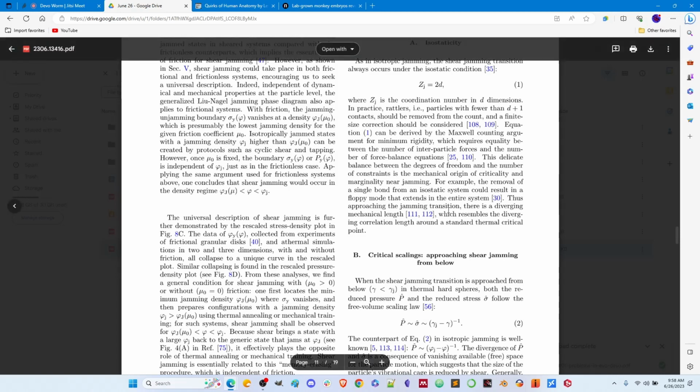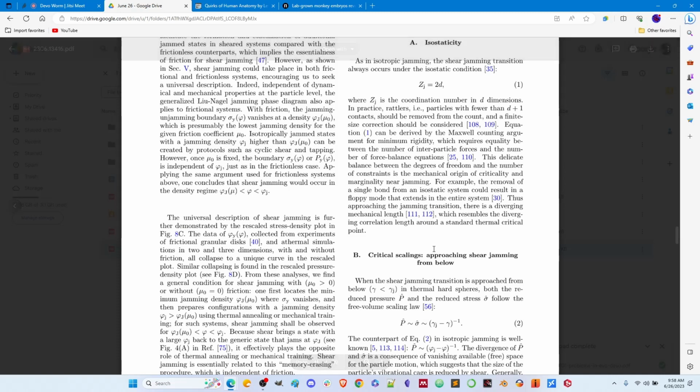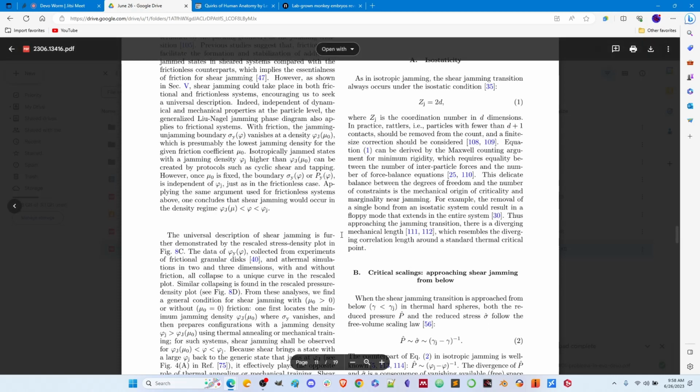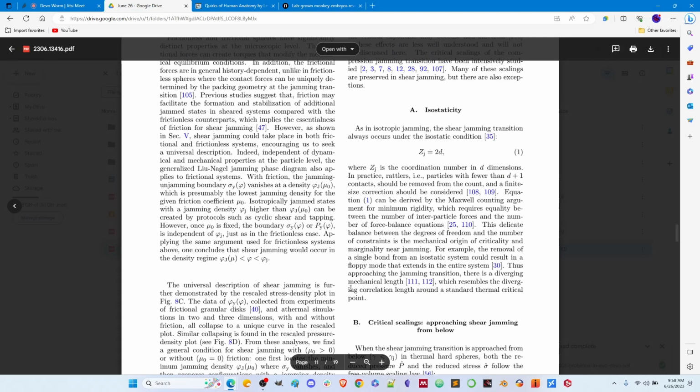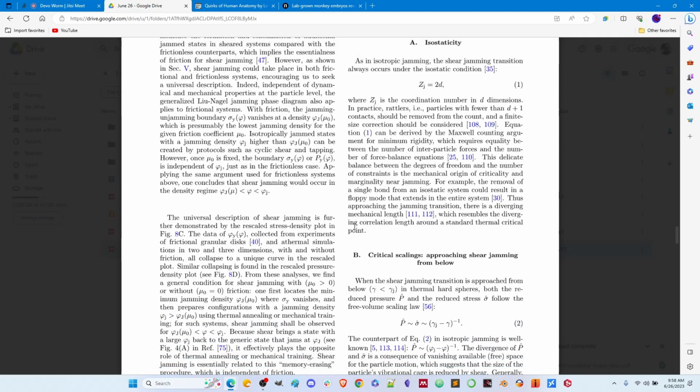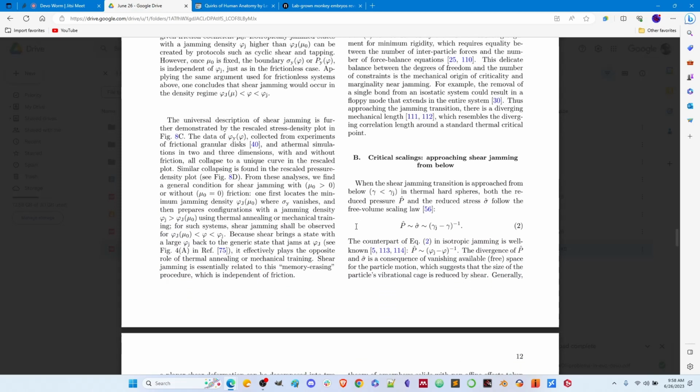Thus, approaching the jamming transition, there is a diverging mechanical length, which resembles the diverging correlation length around a thermal critical point. So there are these aspects of stability that are important here. And this is just where if you remove parts of the system, you can get different effects. So basically, as it becomes anisotropic, you get instabilities that either result in a phase transition or not.